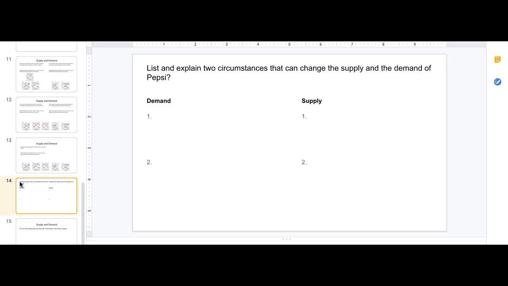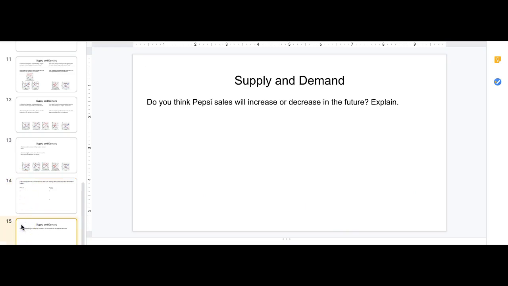Slide 14, again, just looking for you to answer the question. And then slide 15 is an opinion question. And I'm looking for at least 2 to 3 sentences here.